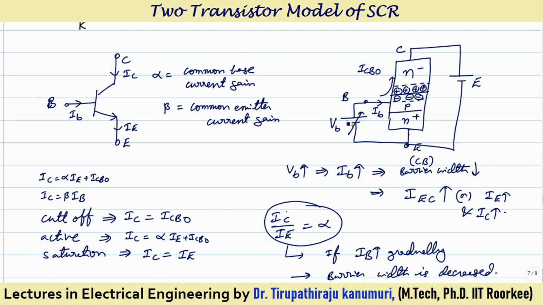Let us assume I have supplied some base voltage. Whenever I apply the base voltage, you can see here this base is applied across this PN junction. So this PN junction is forward biased, and automatically some base current will pass.